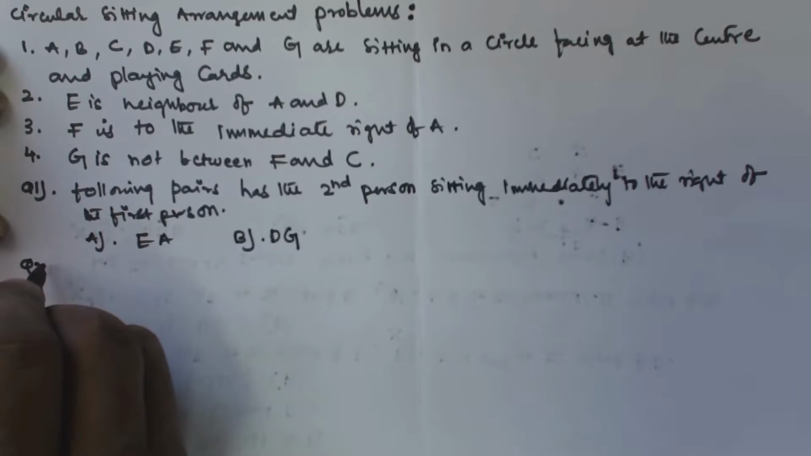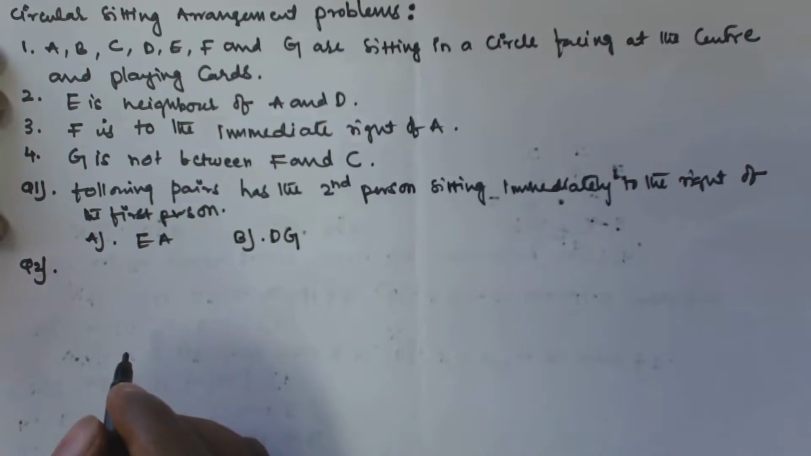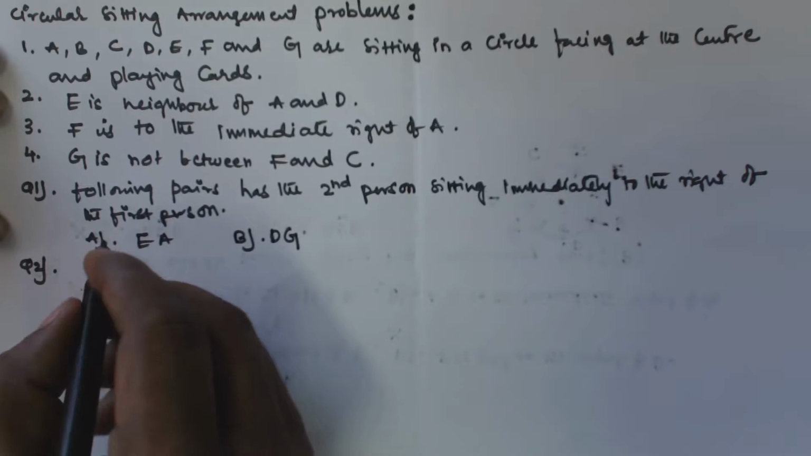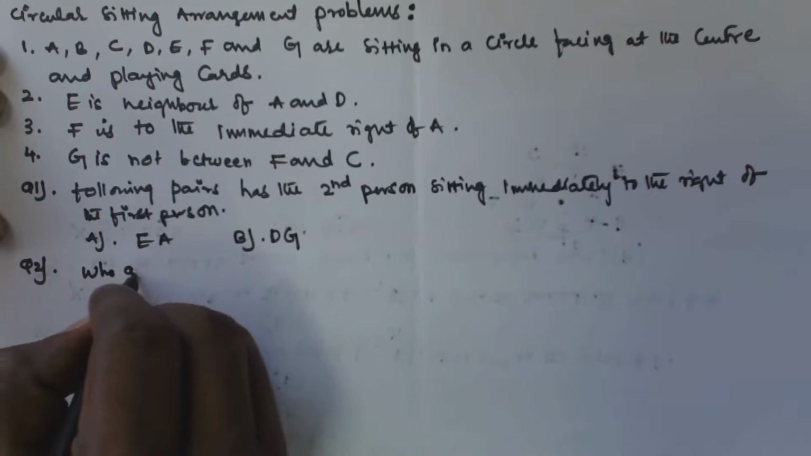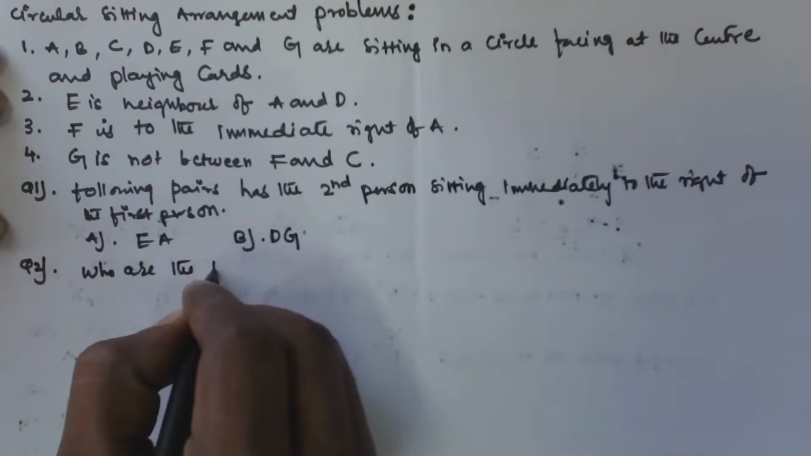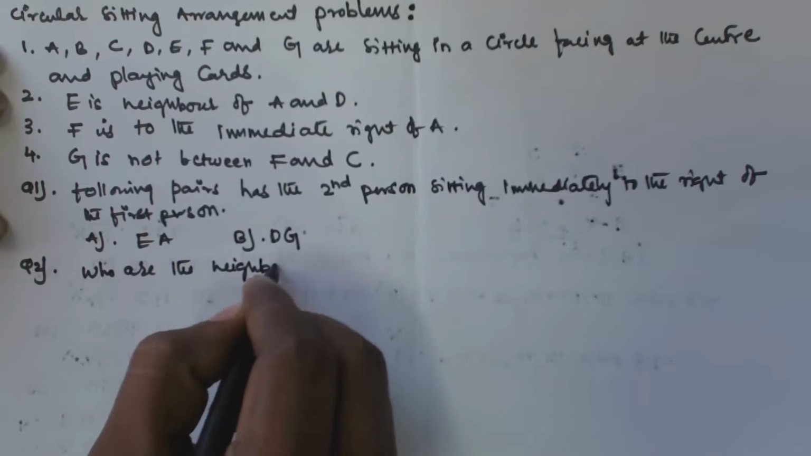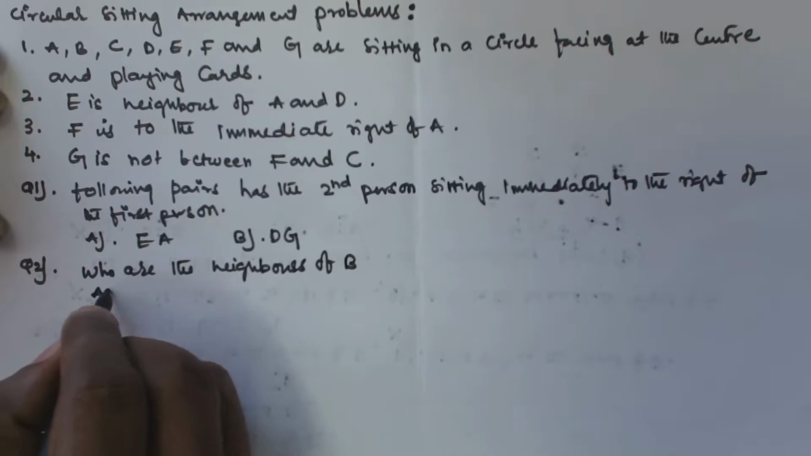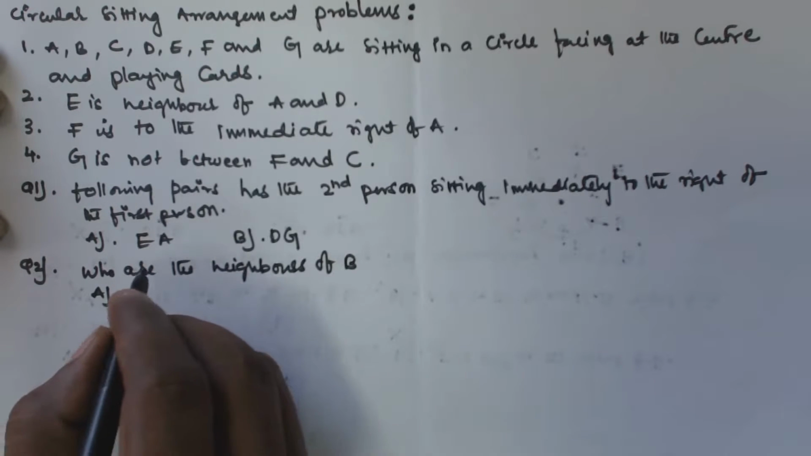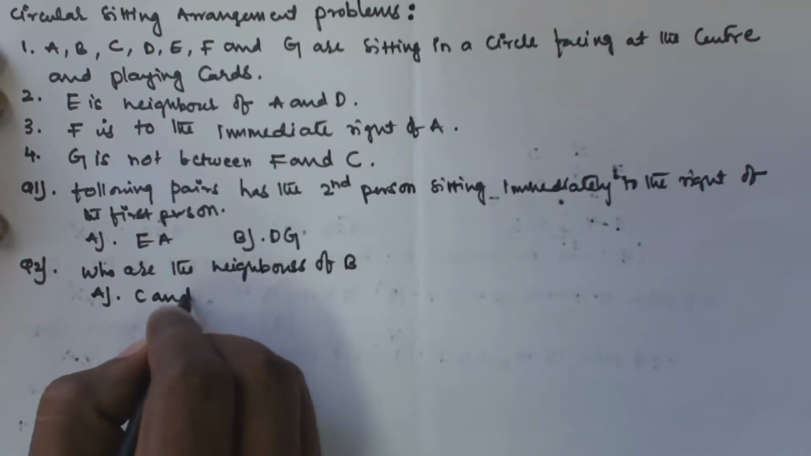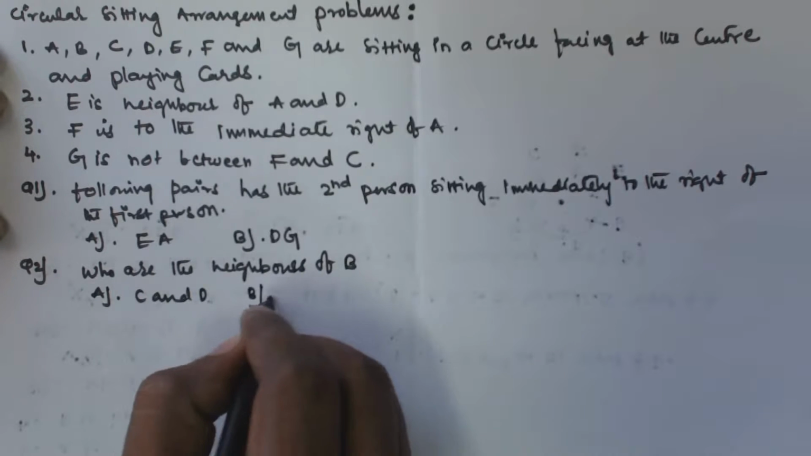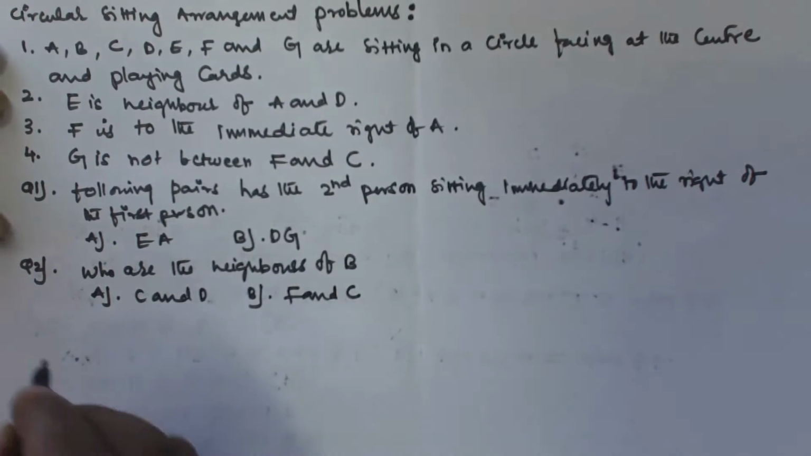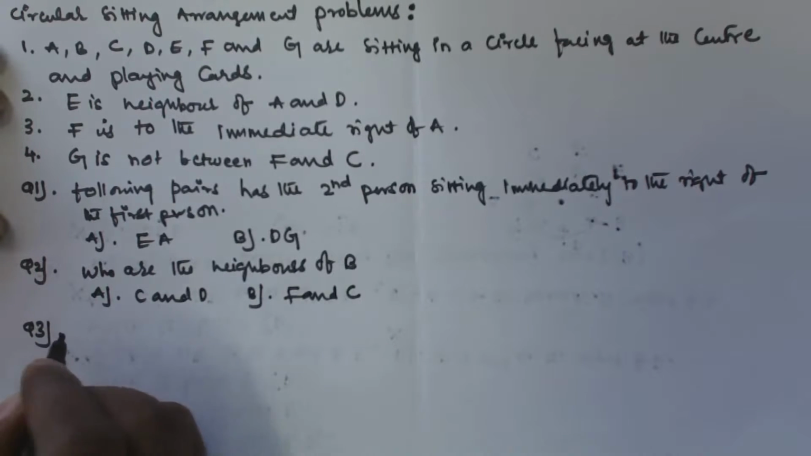And the second question is: who are the neighbors of B? Option A for this question is C and D, and option B is F and C.